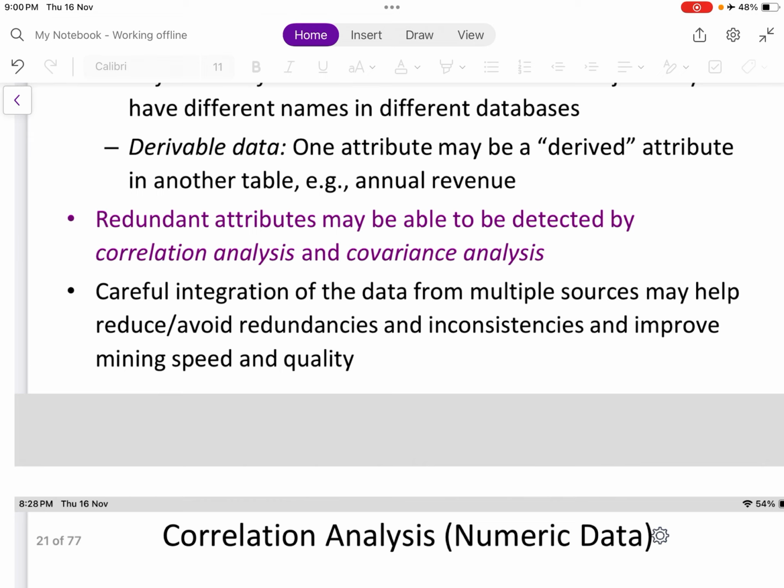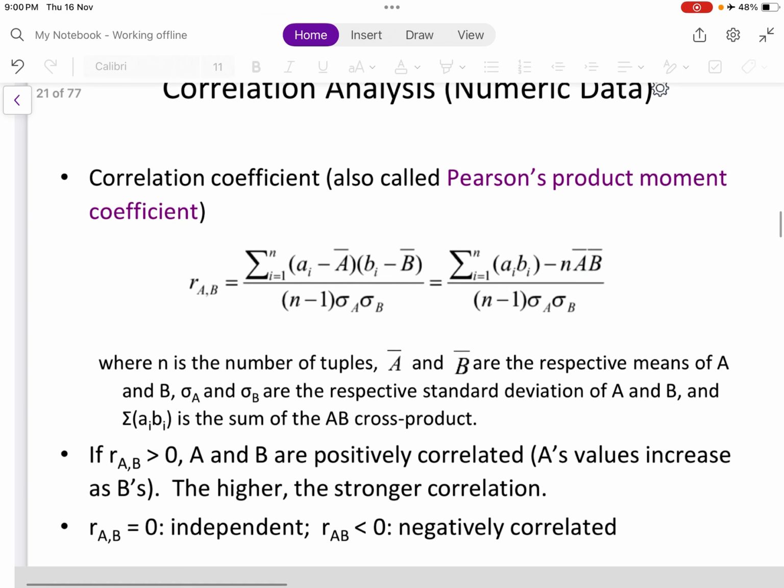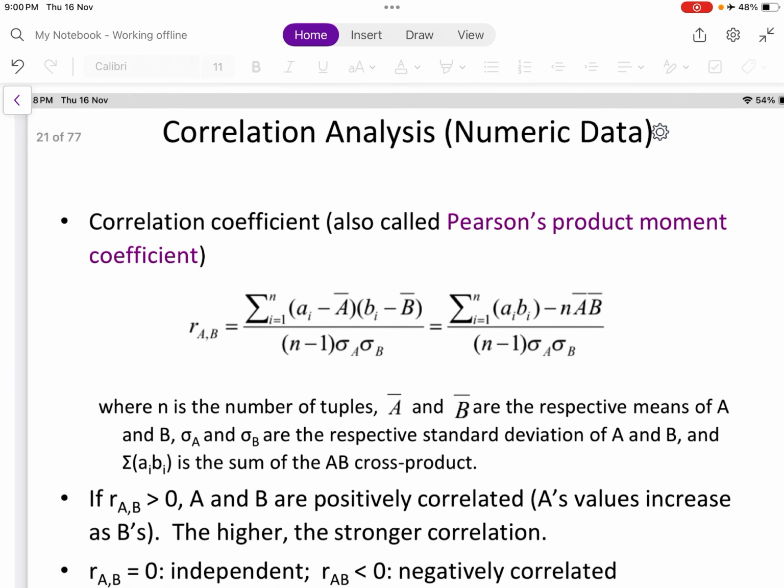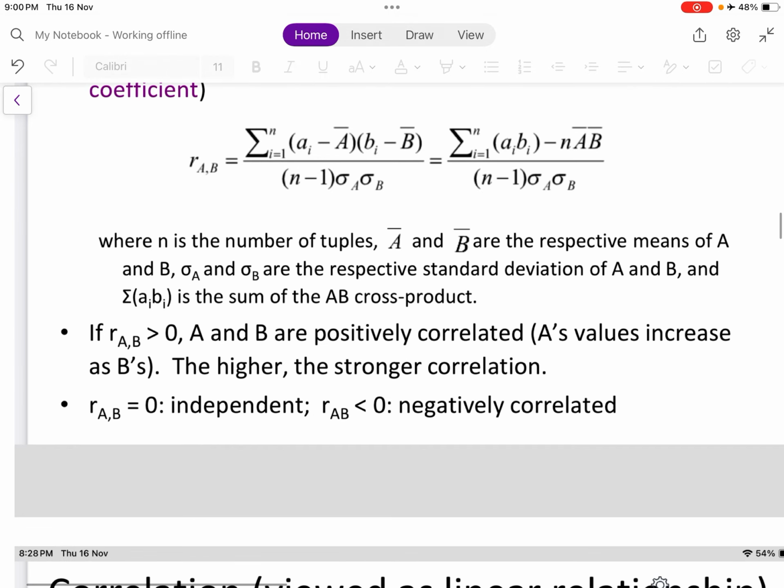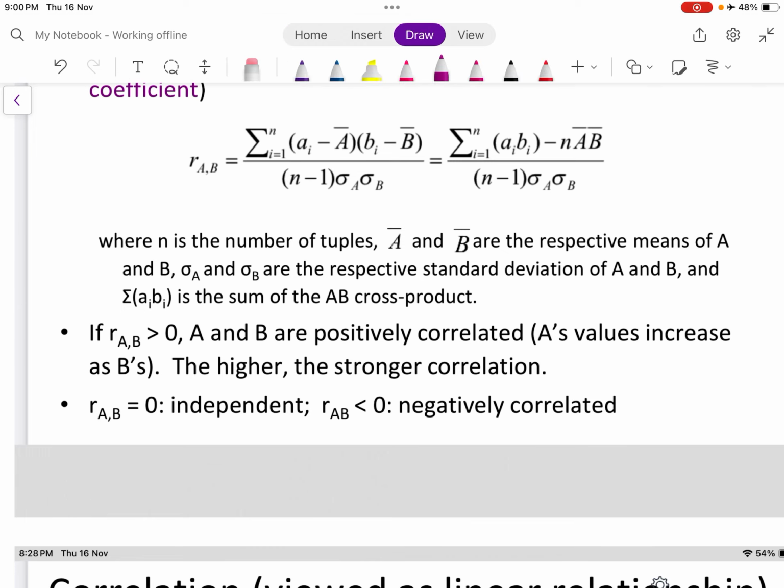Careful integration of data from multiple sources may help reduce or avoid redundancies and inconsistencies and improve mining speed and quality. So correlation analysis: the correlation coefficient is also called Pearson's product moment coefficient. If R is greater than 0, then we say that they are positively correlated. If it is equal to 0, we say they are independent. If the value of R is less than 0, then we say they are negatively correlated.